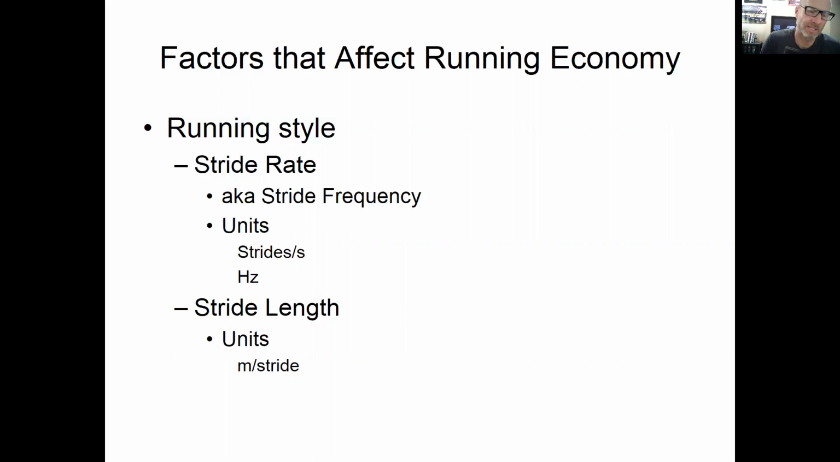Hertz pretty much means anything over time. So even a video rate of 30 hertz or 200 hertz, that's 200 frames per second. Sometimes you'll see strides per minute. So any strides over a particular period of time is stride rate. Stride length is how far the person's traveling from within a stride. So that would be meters per stride. And that's pretty common just to use meters per stride for stride length.